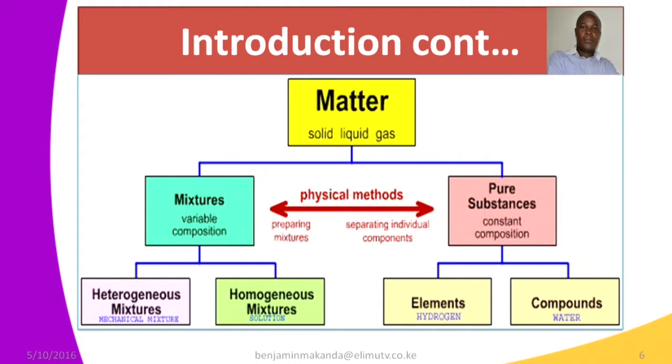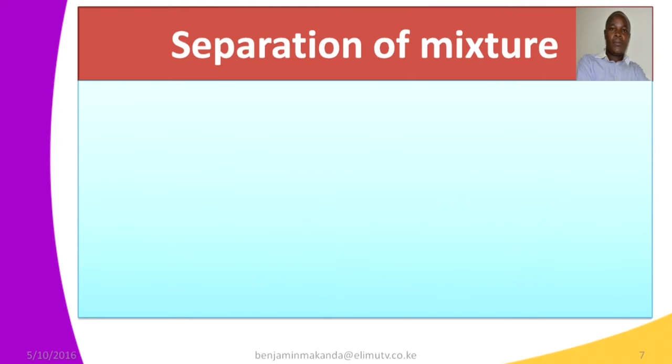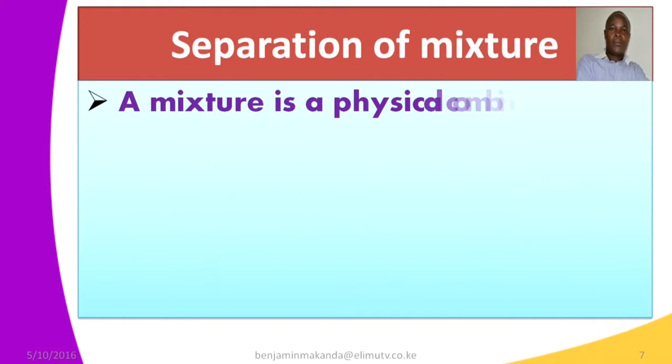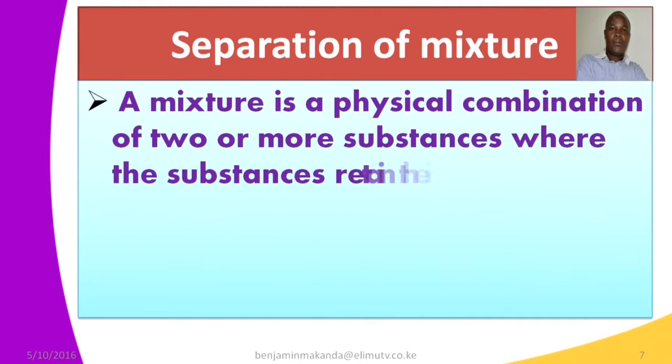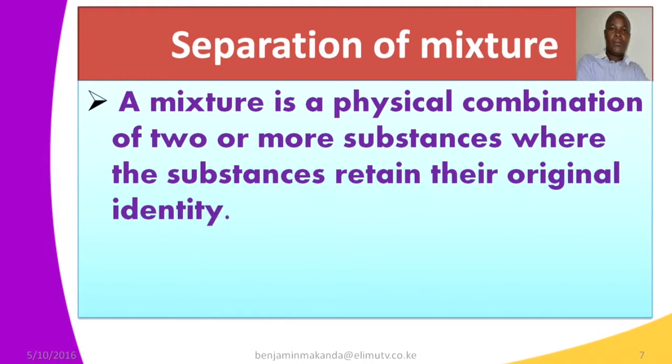Now we proceed on. Now, separation of mixture. A mixture, now we have a definition, is a physical combination of two or more substances where the substances retain their original identity. That's the definition of a mixture. Look at this example. Take maize and beans, put them together, then let them mix. Then pick a maize from the mixture, pick a bean from the mixture. Look at it. Has it changed in any way? Of course, the answer will be no.